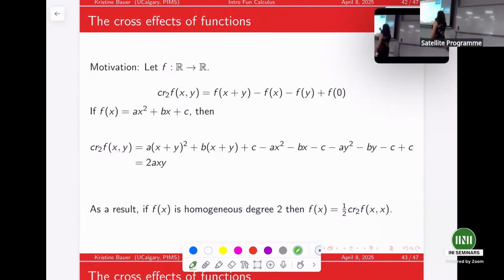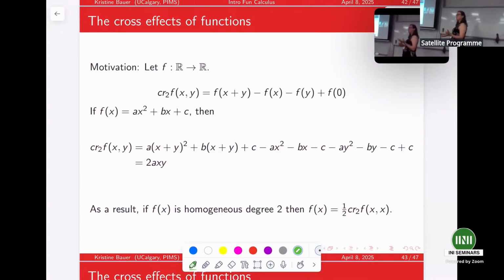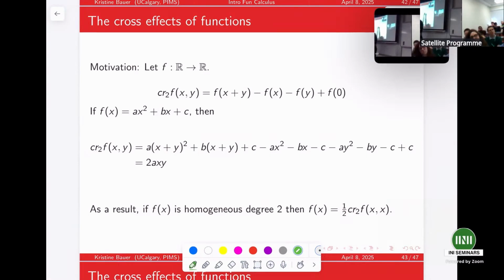Okay, so I'm going to define the second cross effect by the formula that you see in front of you. Take two variables, x and y, and think about all of the ways that you might try to add them together. I told you yesterday that the second cross effect was going to measure the failure of f to be linear. And so that's what it's doing. It says add x and y together, just like we did when we were thinking about additive functions. Subtract off the difference, and then you have to fix it because maybe it didn't send 0 to 0. If it sends 0 to 0, then you don't need that last term.